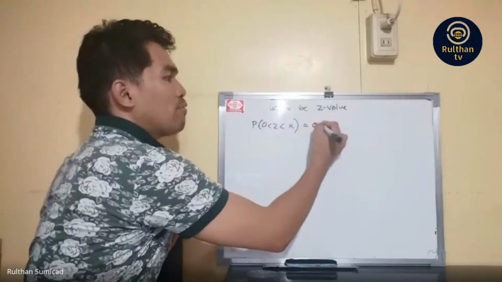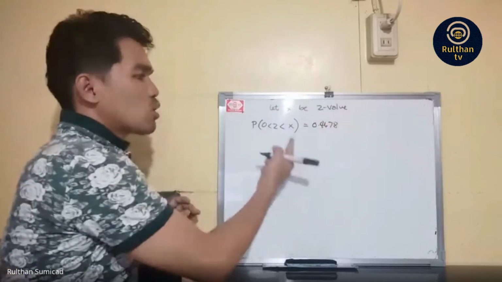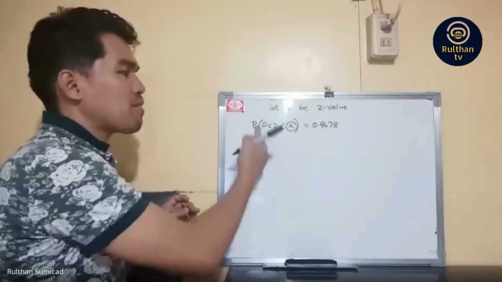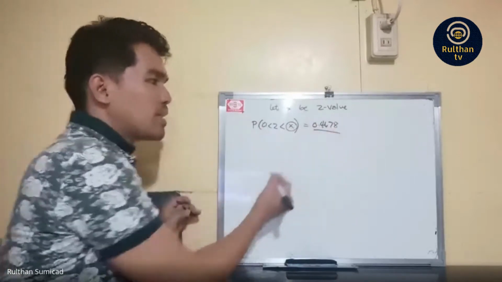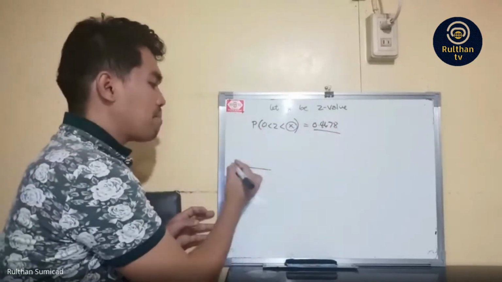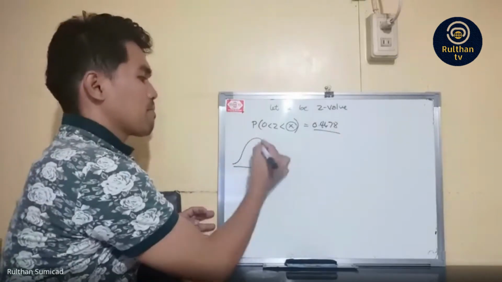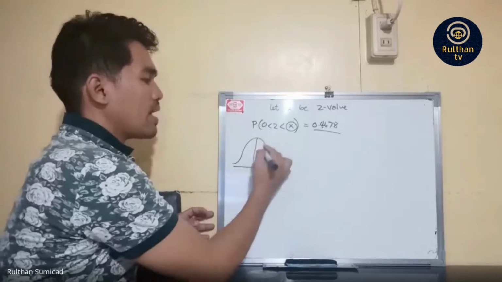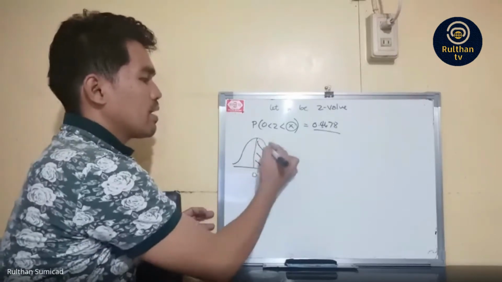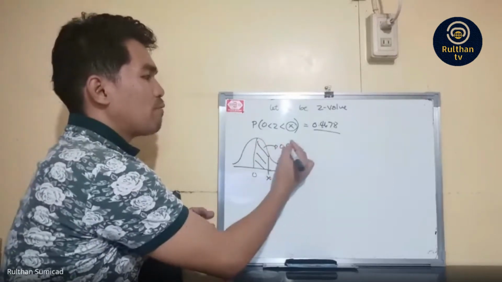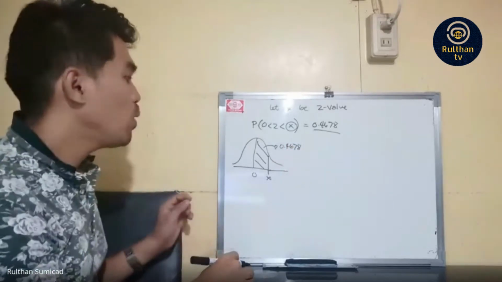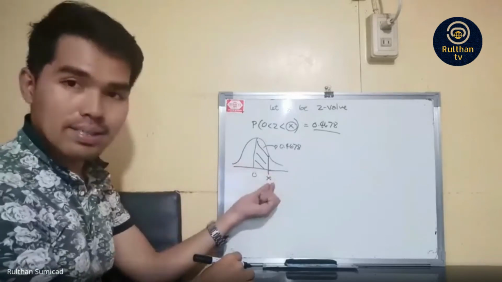is 0.4678. So we are going to find now x. What is the x here, which is from 0 to x? This is the probability distribution. So it's like in the diagram, if this is 0, this is the x, and then this region is 0.4678. That's the region. So what we're concerned with now is, what is the x?